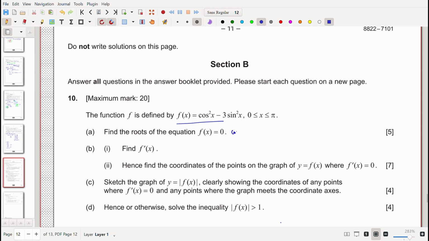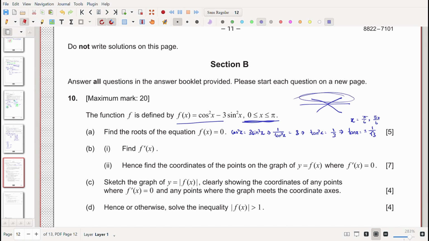So cos squared x is equal to 3 sine squared x, which means that 1 by tan squared x is equal to 3, tan squared x equal to 1 by 3. That means that tan x is equal to plus or minus 1 by root 3. And this means that x is equal to pi by 6 or 5 pi by 6. Now, of course, because it's a unit circle, you have all 4 values that can technically be used for this, but since we're constrained from 0 to pi, these are the only 2 values that we're allowed to use.